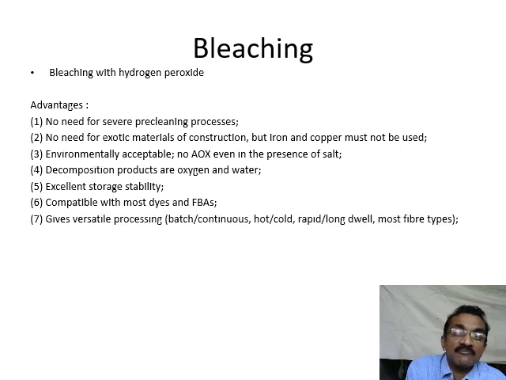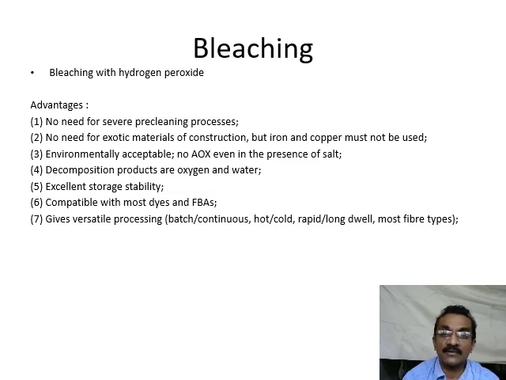Then it gives versatile processing. This means hydrogen peroxide bleaching is suitable for batch process, continuous process, even cold process. Bleaching with hydrogen peroxide can also be carried out at room temperature in a pad batch process, meaning semi-continuous form. Then under very hot conditions, that is rapid bleaching, the temperature taken is 110, 120 degrees centigrade.